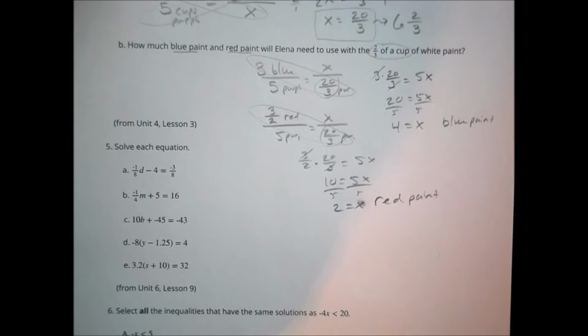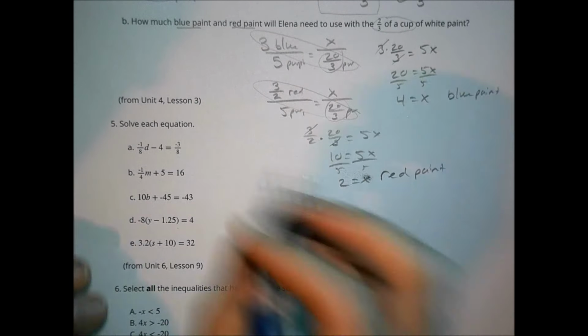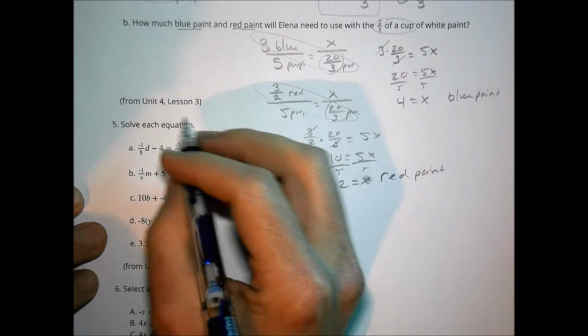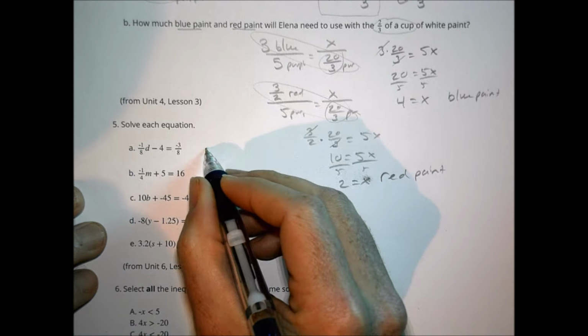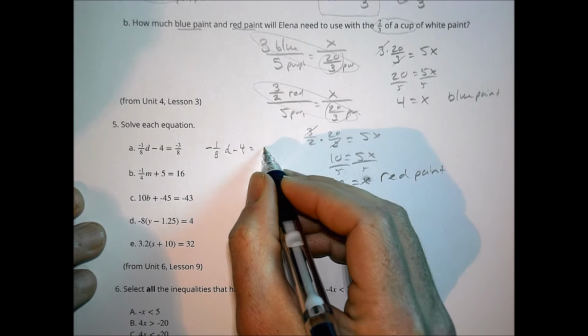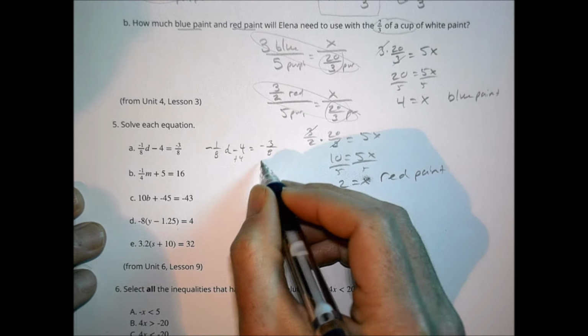All right. Okay, moving down to number 5. Number 5, we have 5 different equations for you to solve here. The first one really is, I think, the longest one. The rest are pretty straightforward. So to solve this first one, we have -1/8 d minus 4 equals -3/8 there. I'm going to add a 4 to both sides to make that go away.